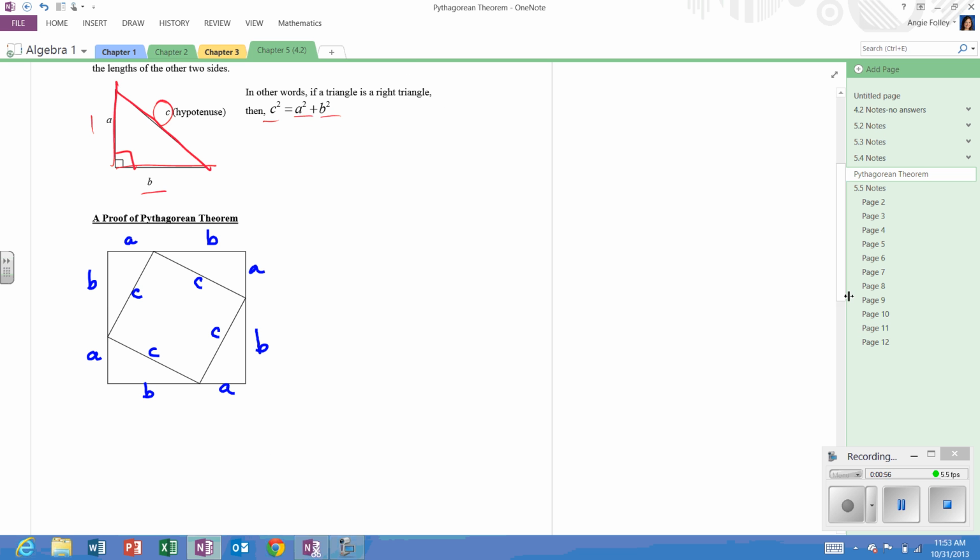So just to show you where this comes from, here's a proof of the Pythagorean theorem. So we know that this big square here has a length of its side equal to a plus b, right? So if the length of the side is equal to a plus b, how would you find the area of the square? Well, the area of that big square is going to be equal to the side times the side. So we're going to have a plus b times a plus b.